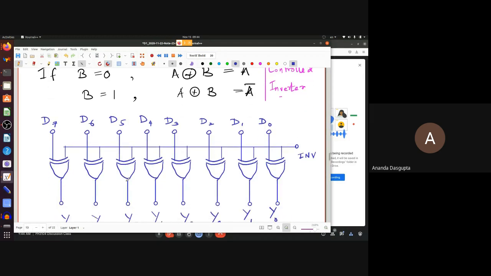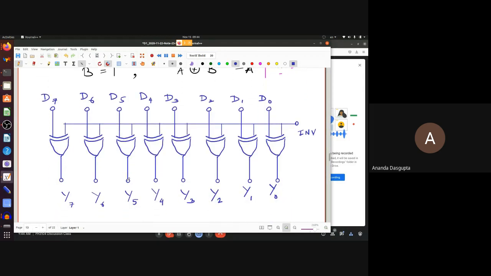So now, let me show you a very, very trivial and simple application of the XOR gate. Here you have 8 XOR gates, and these D0, D1, D2, D3, D4, D5, D6, D7 are the inputs to the XOR gates, but each XOR gate has 2 inputs. And the second input is joined to this line called inv. And this is the output line. So it should be pretty easy to guess what this does.